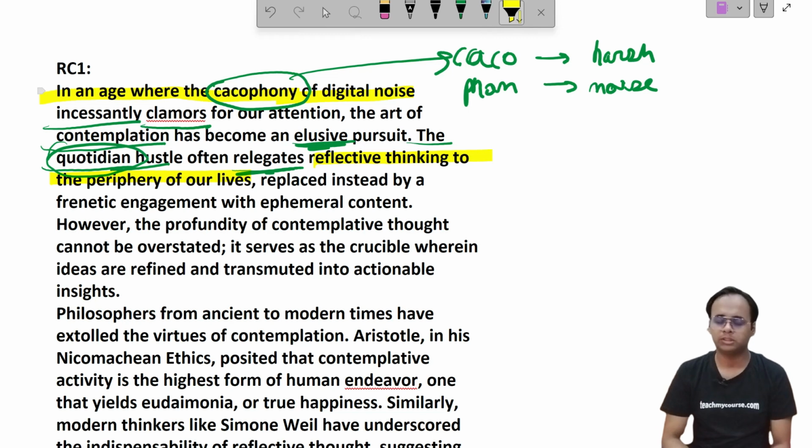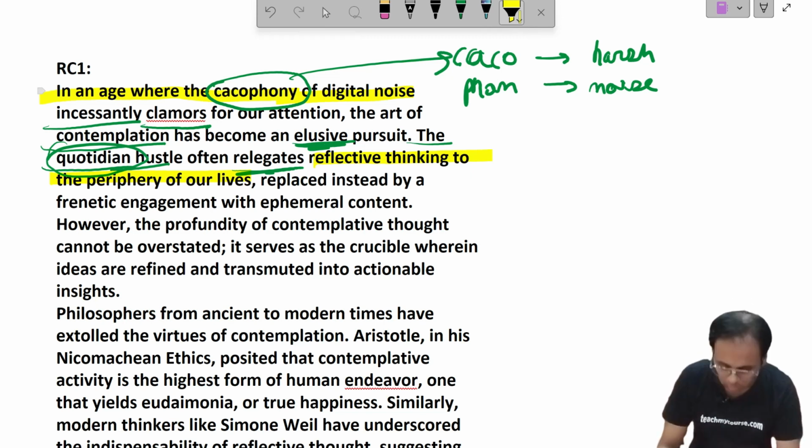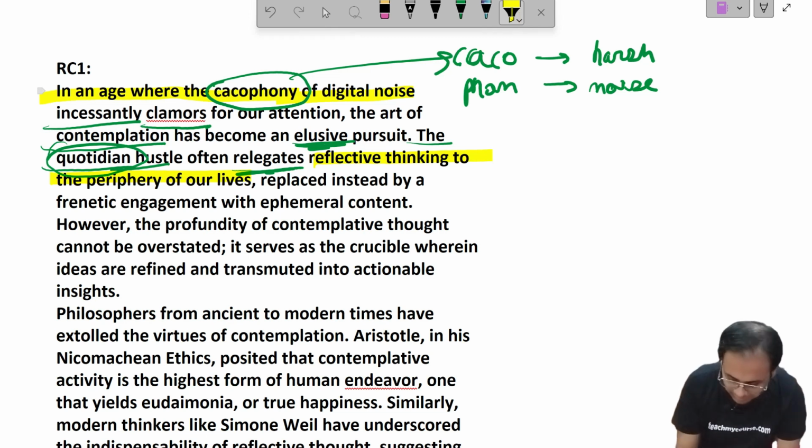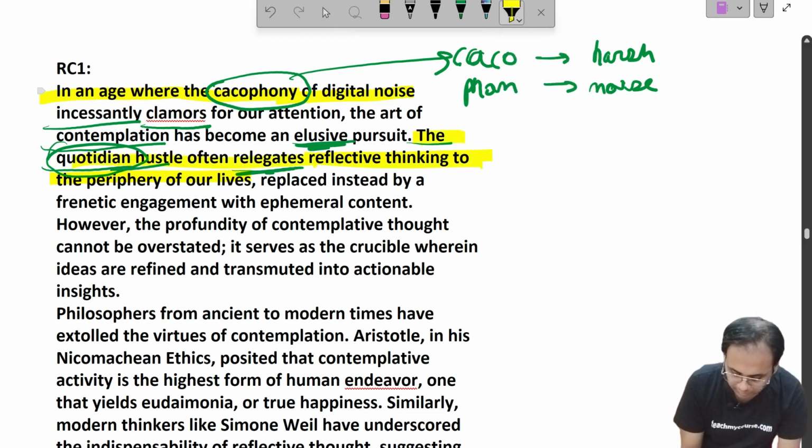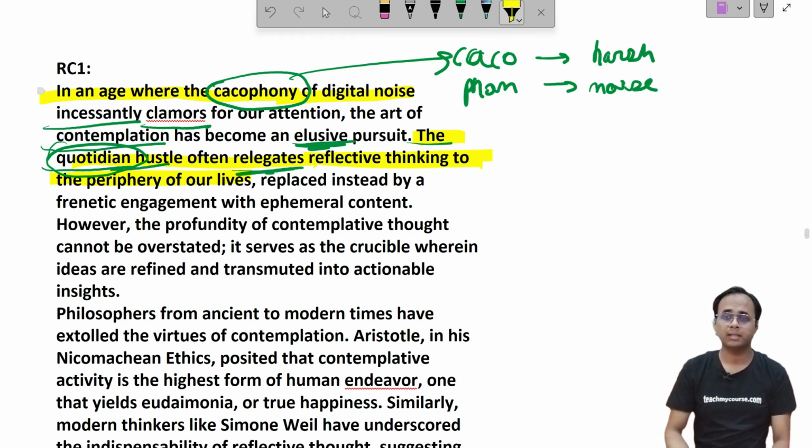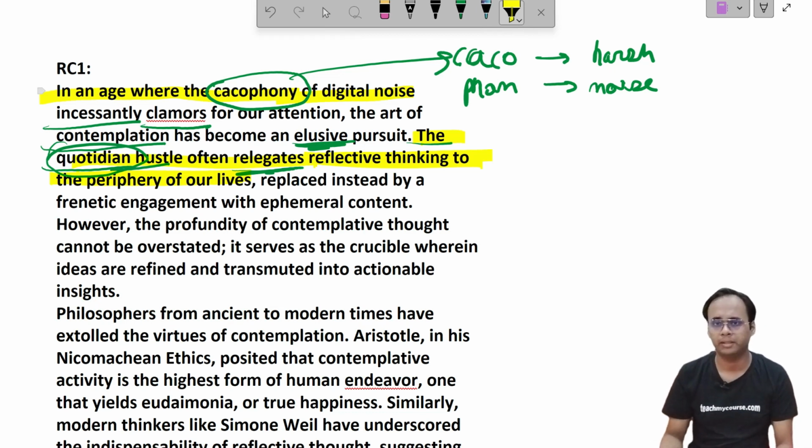We are just trapped in the cacophony of this digital noise, and we are finding it very difficult to contemplate about any sort of action in our life. The quotidian hustle often relegates reflective thinking to the periphery of our life. Reflective thinking is a deep level of thinking, and due to the social media noise and the digital noise, reflective thinking has taken a backseat over here. So I hope you have understood the paragraph till now. Let us move ahead.